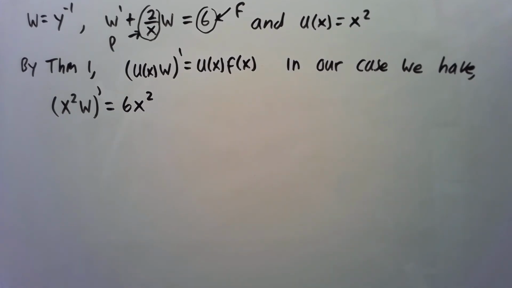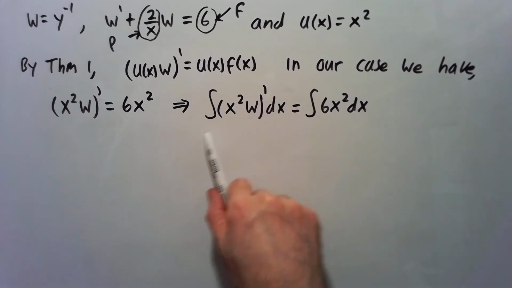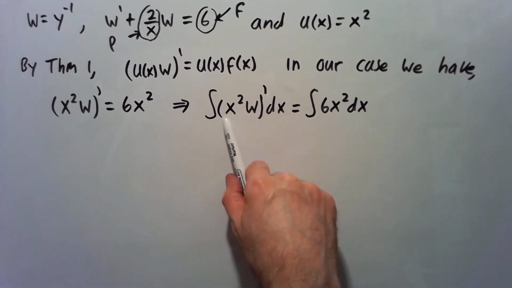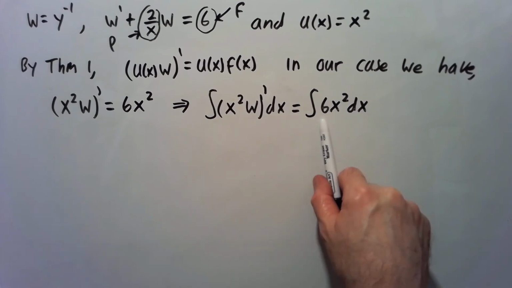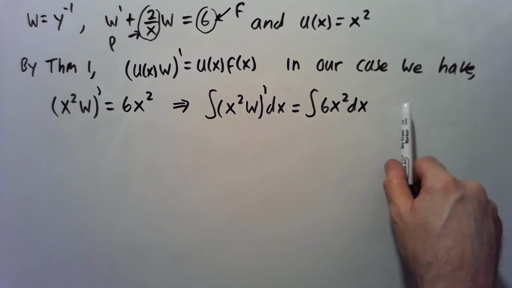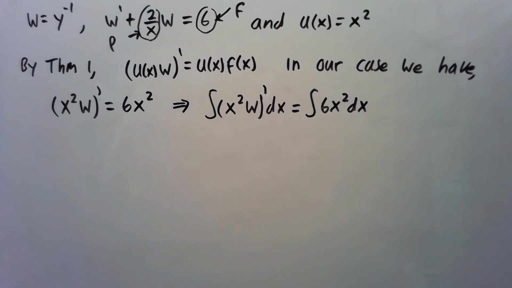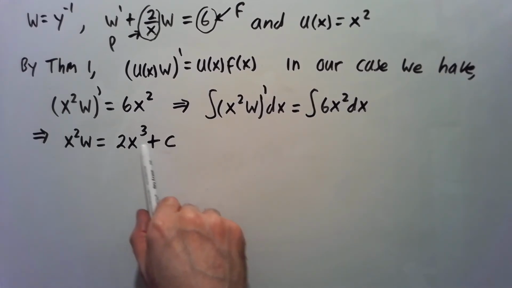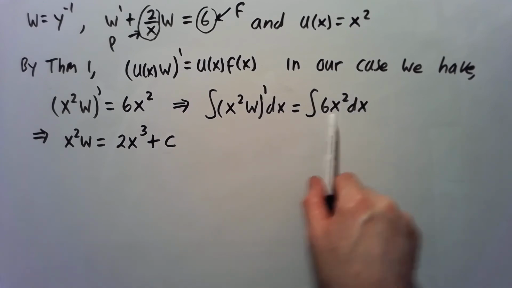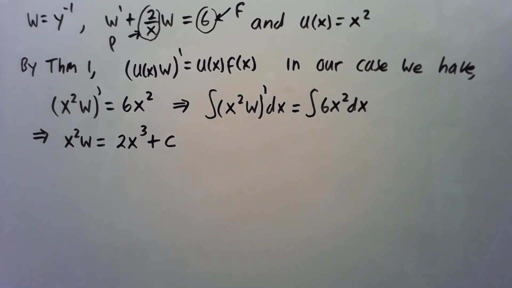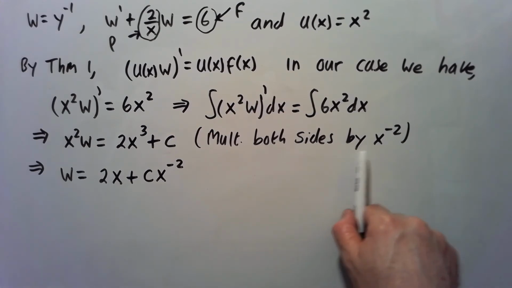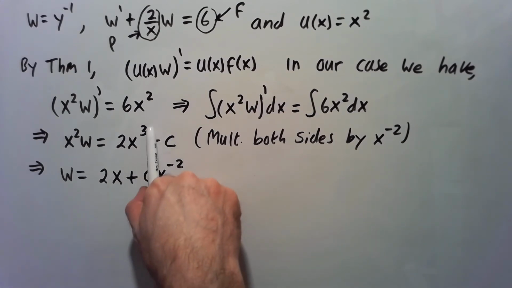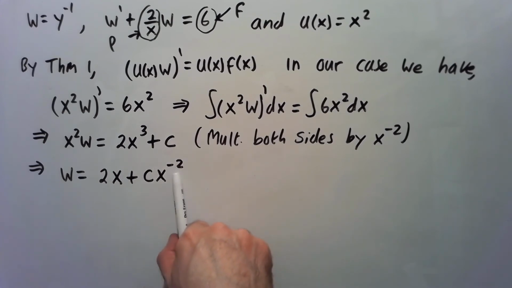Now let's integrate both sides. Integrating this side just becomes x squared w, and integrating this, it would be 6x cubed over 3 plus some constant. Let me write that here. So we have x squared w equals 2x cubed plus c, because 6x cubed divided by 3 is this. And let's multiply both sides by x to the minus 2. Doing that, we have w equals 2x plus c x to the minus 2.